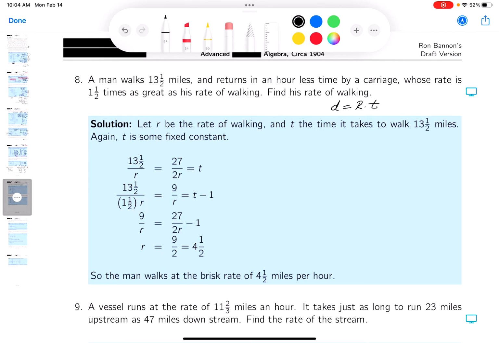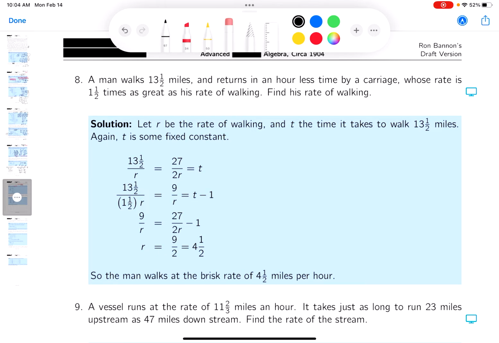So let me kind of read through it. I know what they're looking for. They're looking for the rate at which the man is walking. That's what they want me to find out. All right? So I need to focus in on that. Let me erase this now. I need to focus in on that. So I know this has something to do with distance, rate, time.